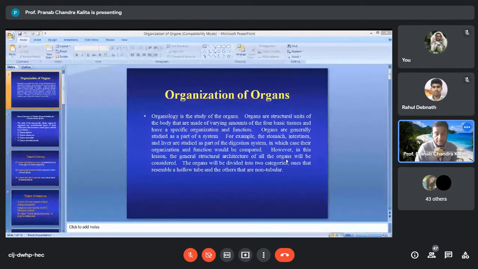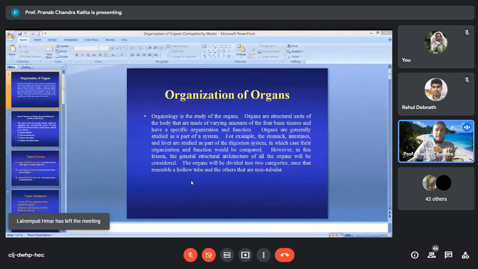These organs are divided into two categories. One resembles a hollow tube and the other is non-tubular. Got my point? Entire organs will be grouped into two categories: hollow tubular organs and non-tubular organs. Hollow tubular means those organs that have a lumen, a cavity inside. And those organs which do not have a lumen or a tube at the interior are the solid organs.